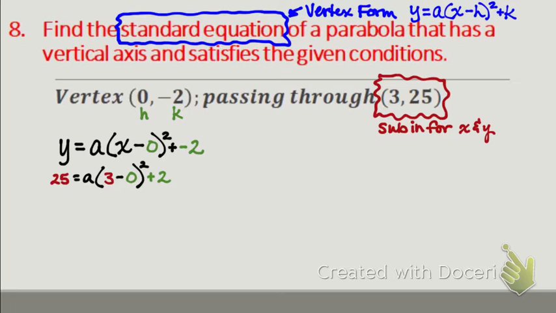What is 3 minus 0 squared? 9. So I have 9a plus 2. Where'd I lose it? Why is it plus and not minus? Wait, is it supposed to be plus 2? Nope, it's supposed to be minus 2. Thank you. You guys caught my mistake. Thank you.